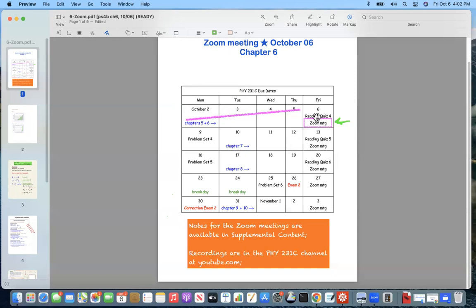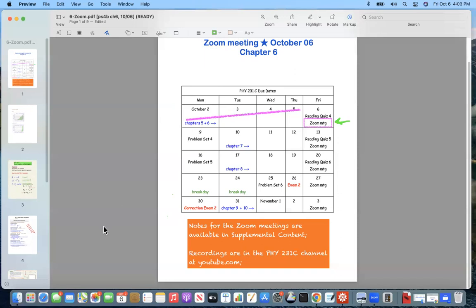So there's a reading quiz due today. It's actually in two parts. There's quiz 4A and 4B, but they're both due today. Those correspond to chapters 5 and 6. And then on Monday is the long problem assignment, again divided into two parts for chapters 5 and 6.